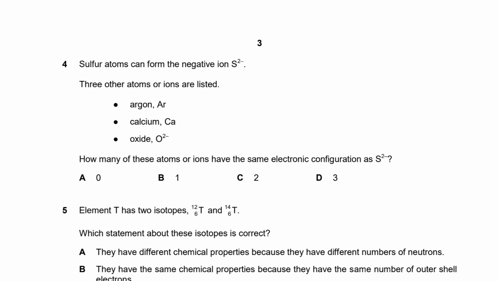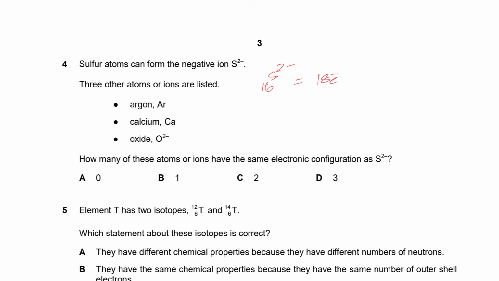Next. Sulfur atoms can form the negative ion S2-. Now sulfur has 16 protons and 16 electrons, right? You could check that in the periodic table. The smaller number is the proton number, and for an atom, the protons and electrons are equal. Now, S2- would mean that it has gained 2 electrons, so now it has 18 electrons.